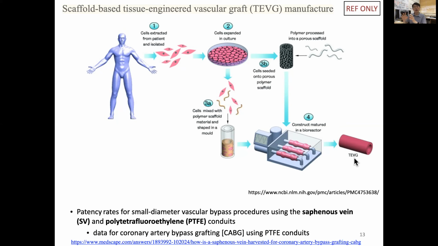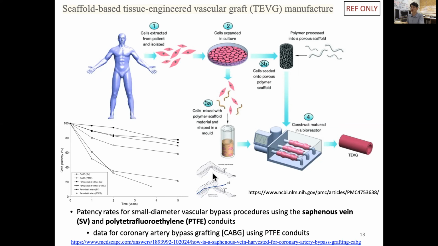How can we, from a research perspective, compare this with our natural vascular graft, which uses our own veins, the saphenous vein? I put a picture here. The patient's own saphenous vein, both big and small veins, has been used a lot for coronary artery bypass graft, and we can compare this with the tissue-engineered vascular graft. These data are interesting to see. We call coronary artery bypass graft CABG.